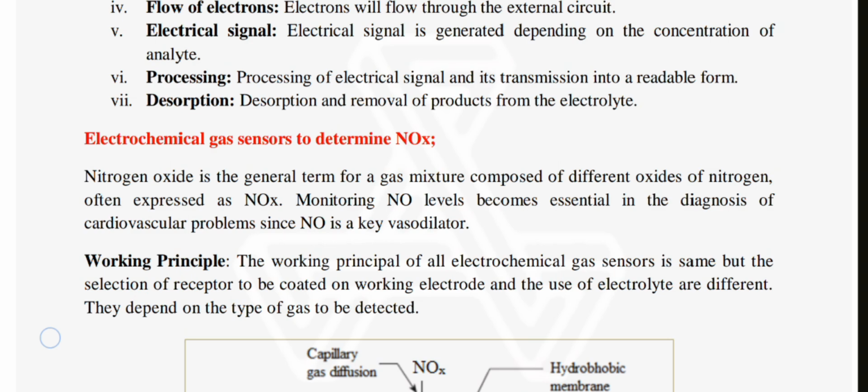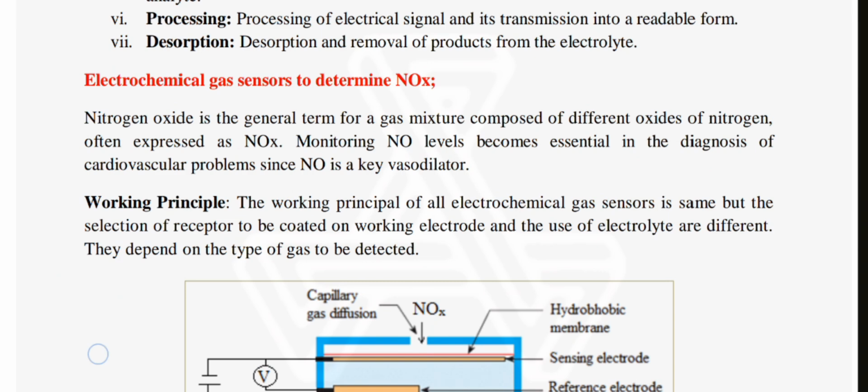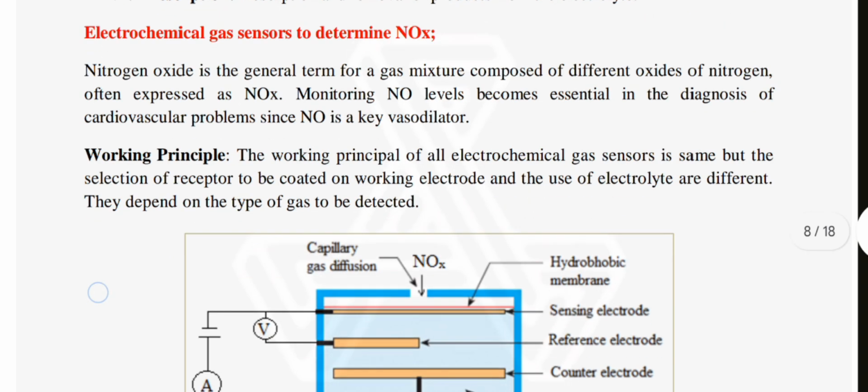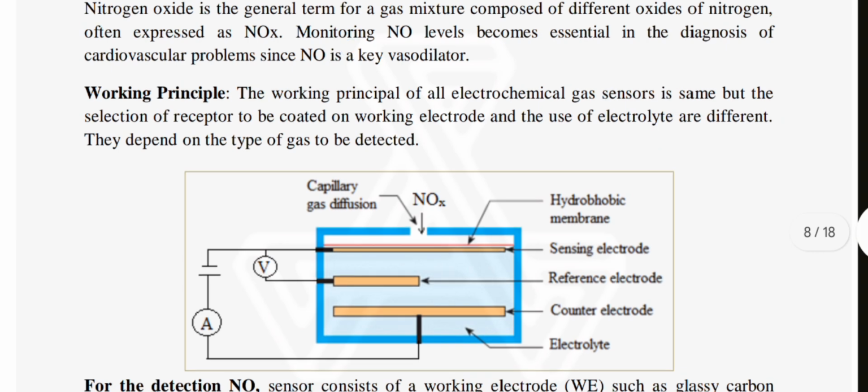Electrochemical gas sensors to determine NOx. Nitrogen oxide is the general term for a gas mixture composed of different oxides of nitrogen, often expressed as NOx. Monitoring NO levels becomes essential in the diagnosis of cardiovascular problems, since nitrogen oxide is a key vasodilator. Working principle. The working principle of all electrochemical gas sensors is the same, but the selection of receptor to be coated on working electrode and the use of electrolyte are different. They depend on the type of gas to be detected.